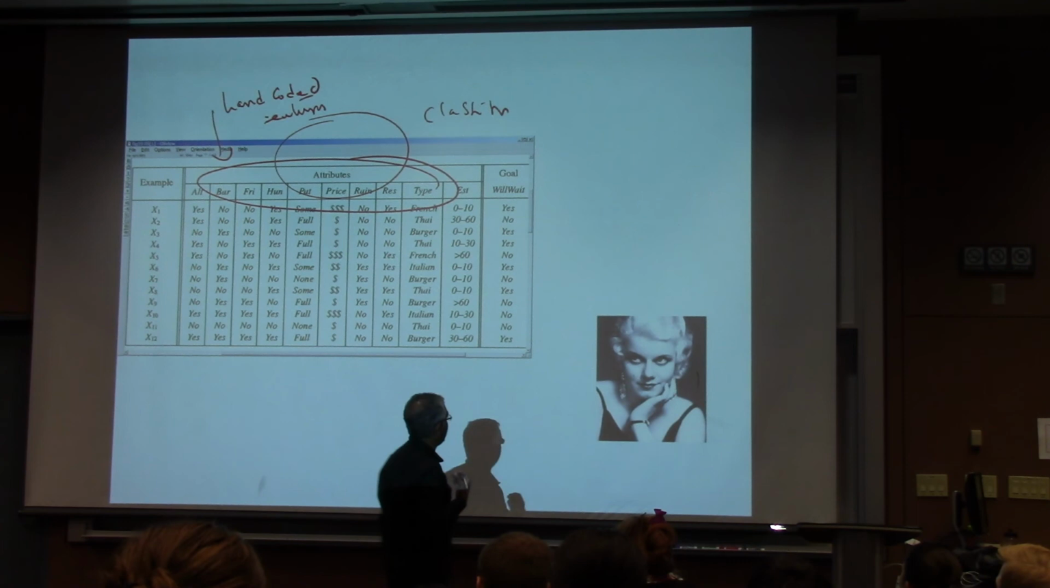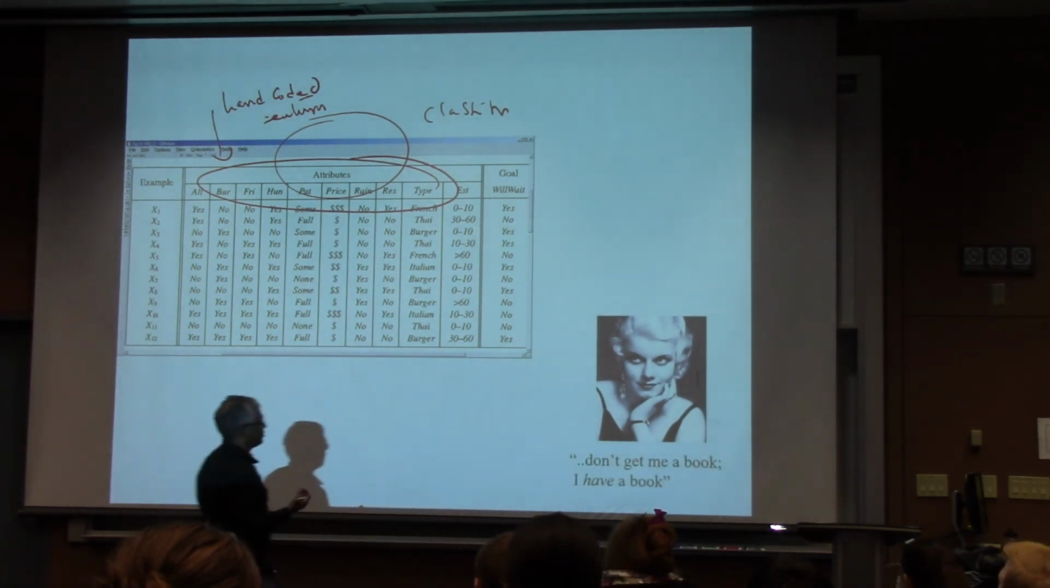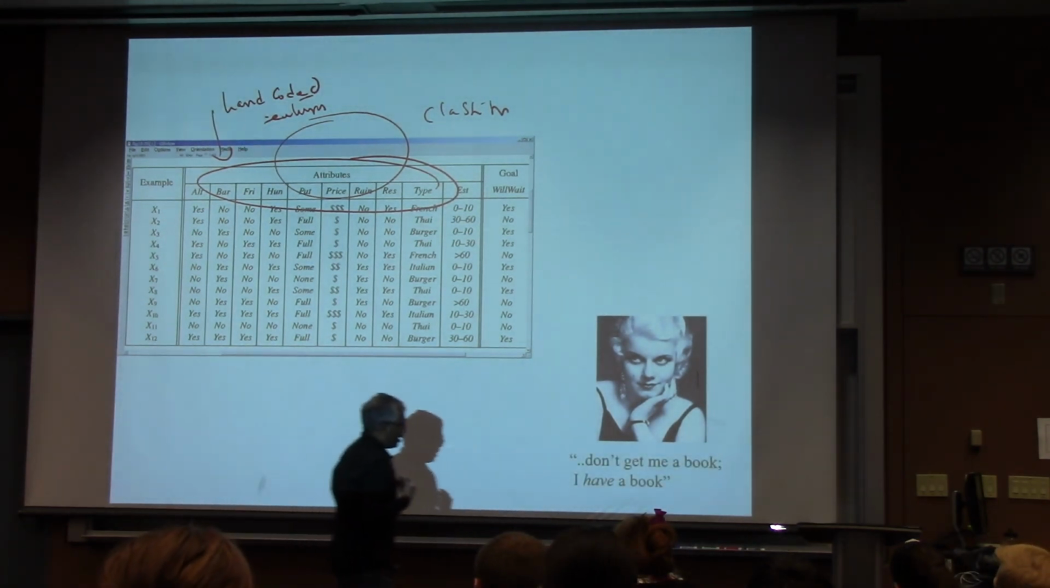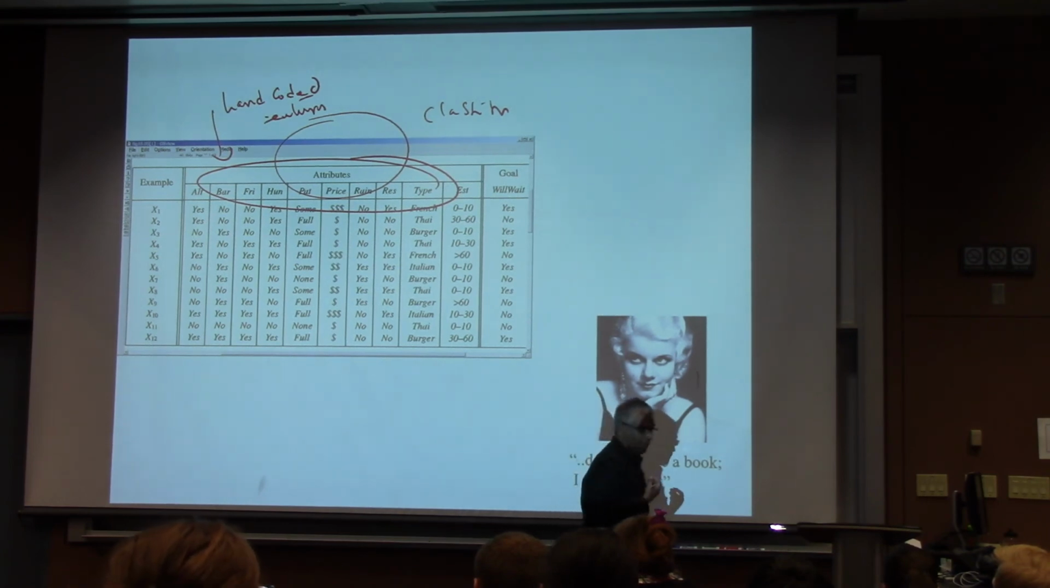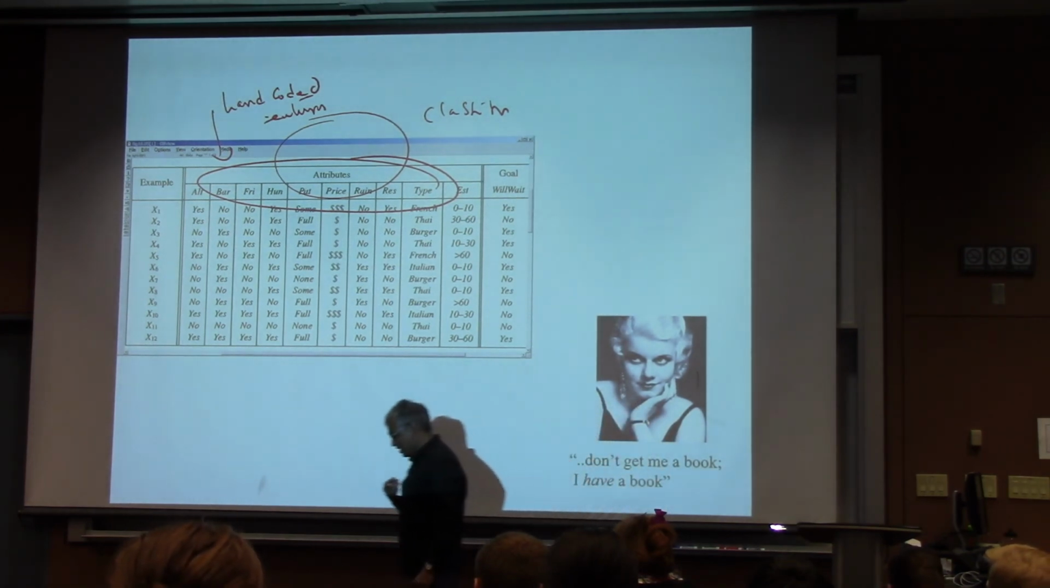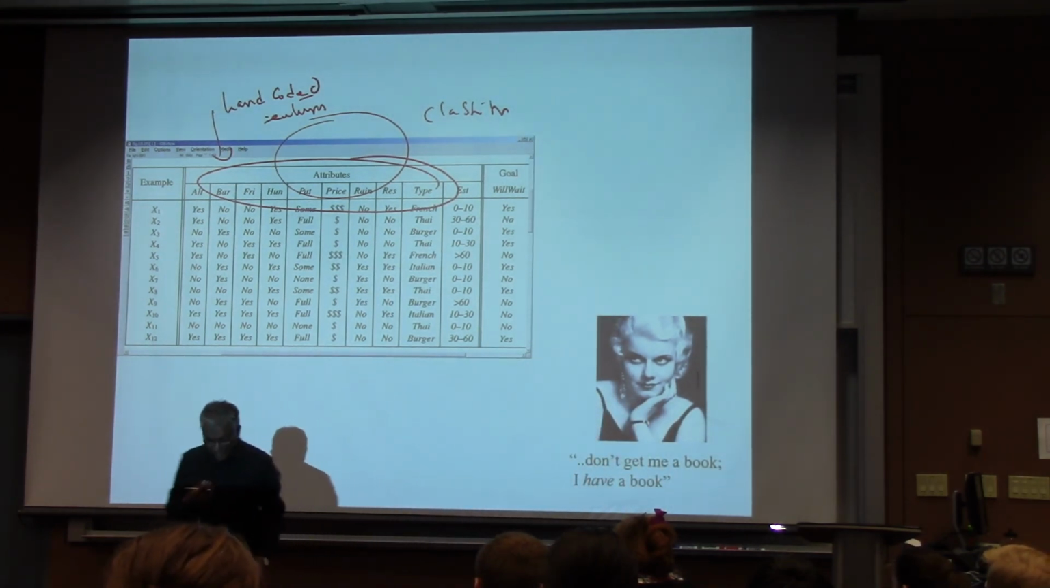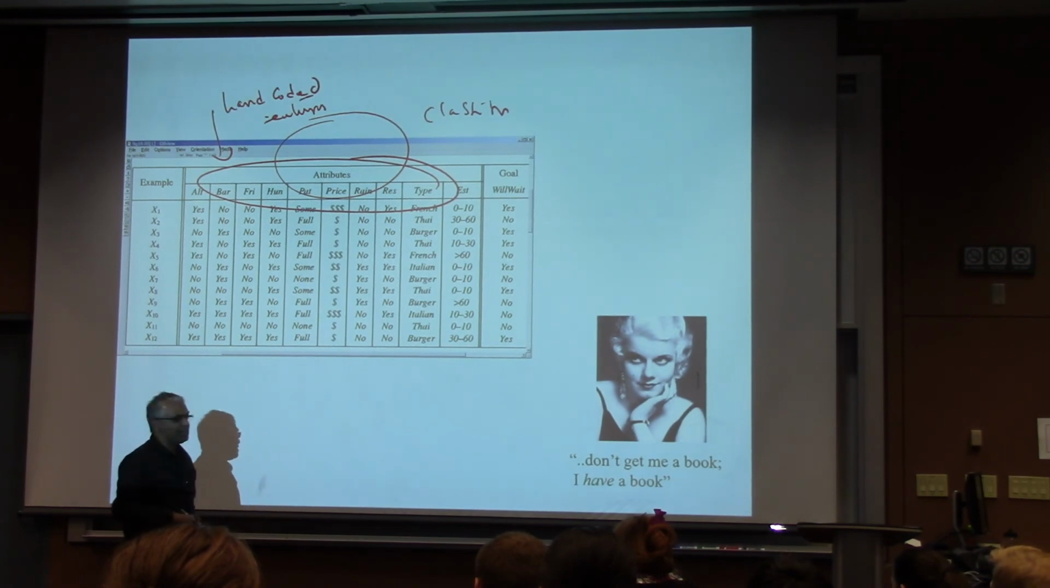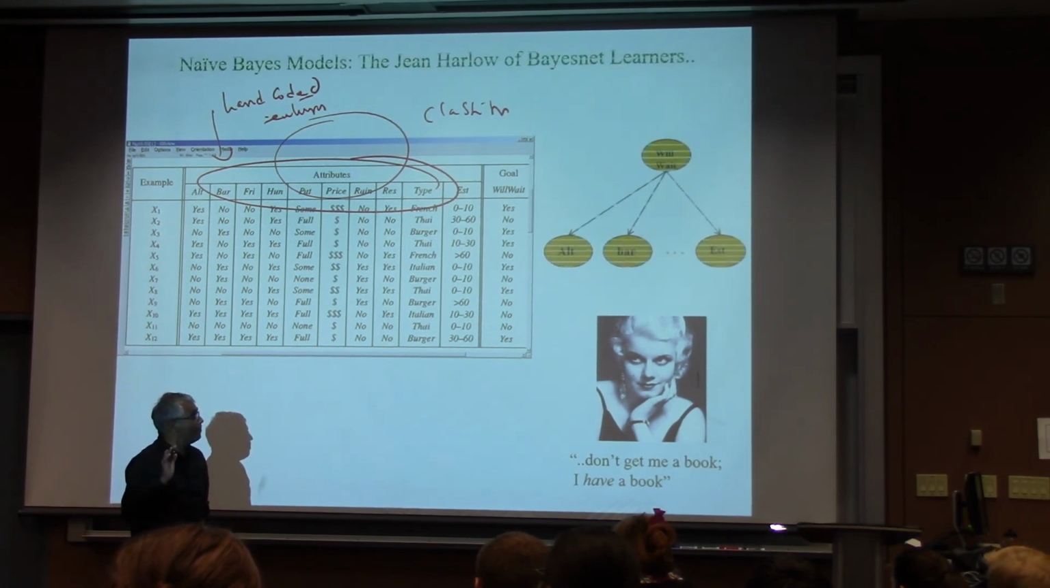Okay? And that's where I basically like to think of it as Jean Harlow is this Hollywood star who apparently once said, obviously in half jest, to her boyfriend, that whatever you get me for Christmas, don't get me a book. I have a book. Okay? I don't even know whether you get this. But I guess you guys no longer read books, so you won't see the point.